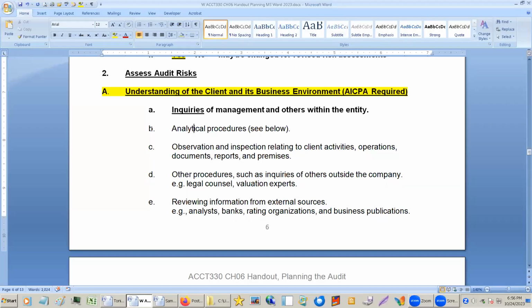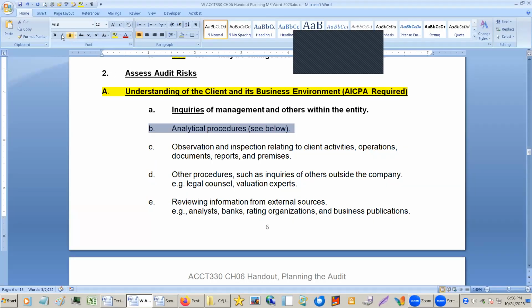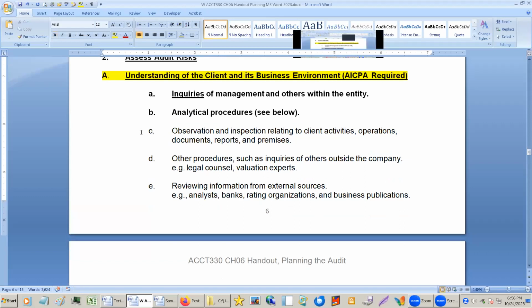Well, okay, how do you know this? Well, okay, so what if something isn't shipped completely? How do you determine where to make the cutoff and send the invoice? You start asking questions like that, and you wait for their answer of what they do. So a lot of it is inquiries. It's asking people questions. Analytical procedures, see below. Okay, we will wait for analytical procedures.